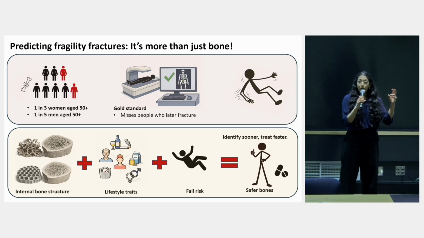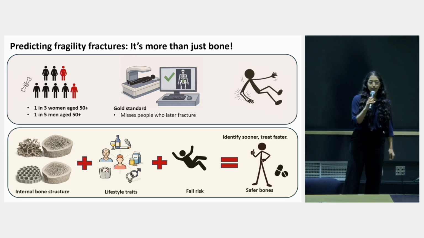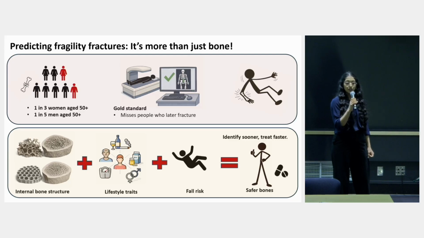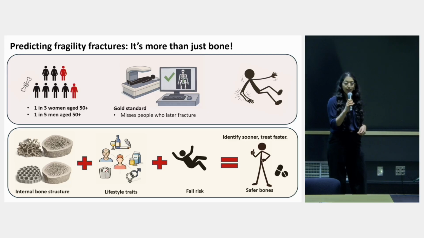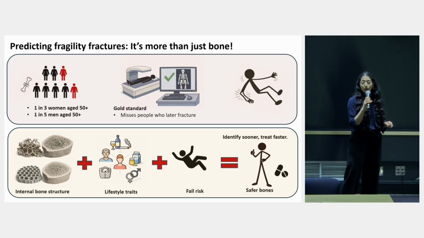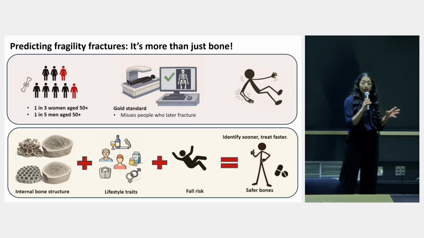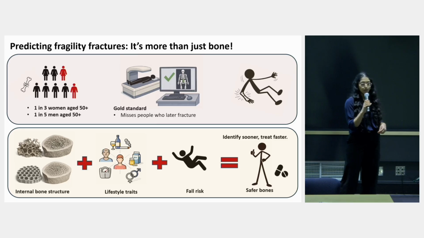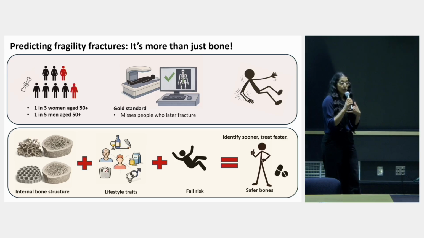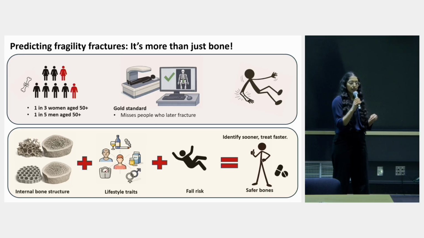Currently, the gold standard is to use X-rays, which are bone density based, and they give information about if the person is likely to fracture or not, or so we say, because in 50% of women and 80% of men, this imaging technique actually tells people that they're safe from fracturing, but they still go on to have a fragility fracture.